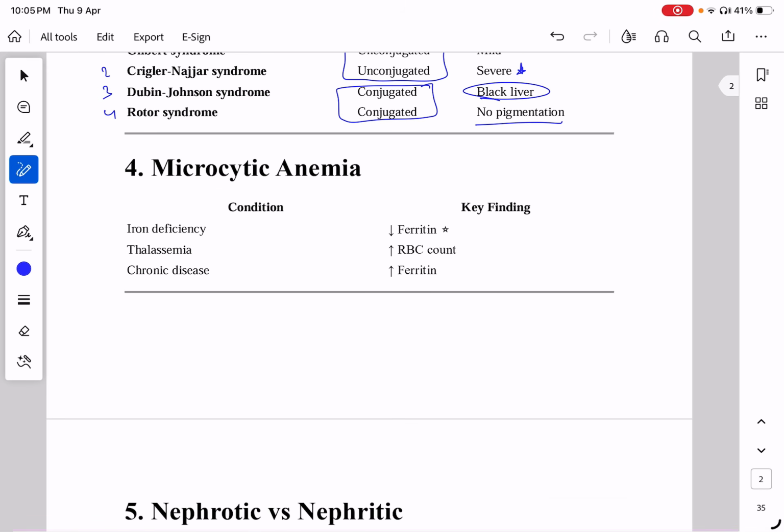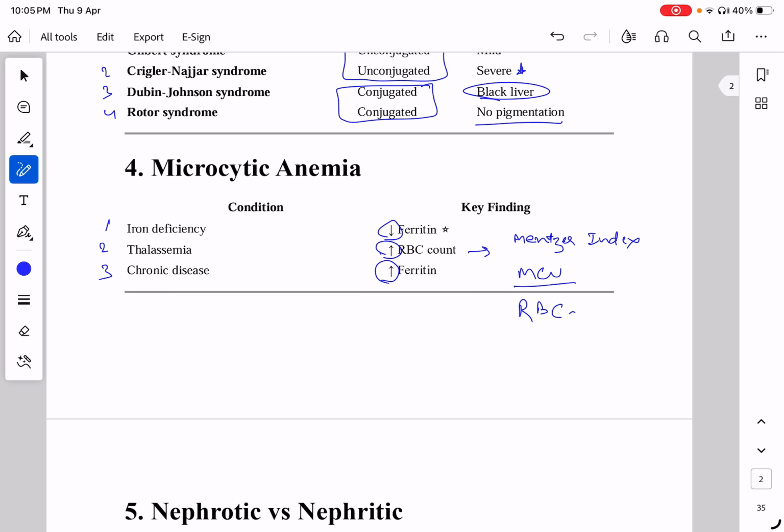Now, microcytic anemia. It can be seen in iron deficiency, thalassemia, or chronic disease. In iron deficiency, the key finding is ferritin is decreased; in thalassemia, increased RBC count; and in chronic disease, increased ferritin. So in thalassemia, mostly we look for the Mentzer index. It's important. You can use it to differentiate between thalassemia and iron deficiency anemia. So the Mentzer index is MCV, mean corpuscular volume, upon RBC.